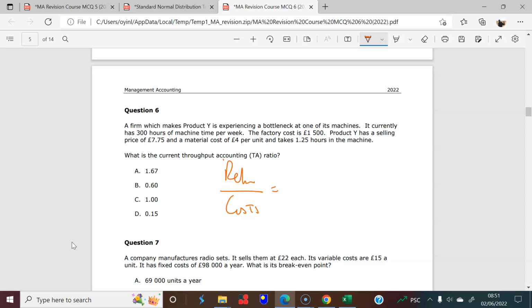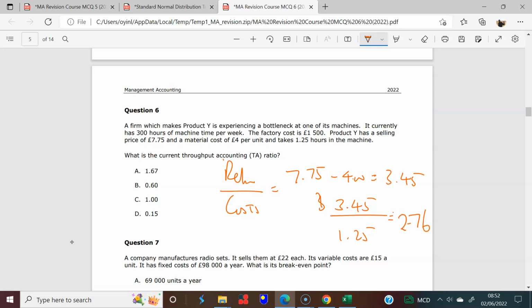It says that you're currently selling at a price of 7.75, and it's costing £4. So you're making £3.45 on every unit, and it says it takes 1¼ hours. So in effect, 1¼ hours generating £3.45. Let's find that first. Let's find the throughput per hour. That is 2.76. So this is 2.76.